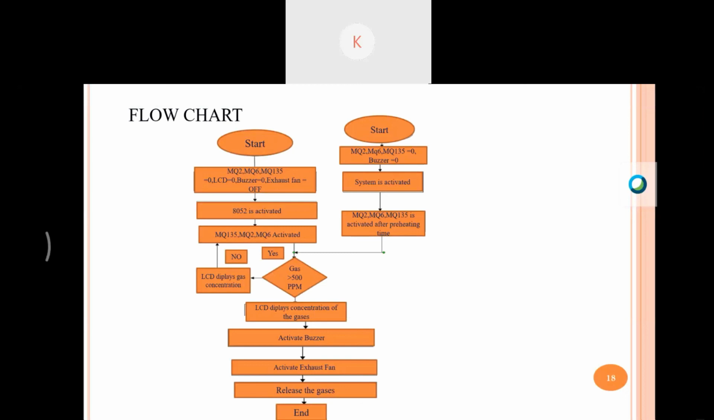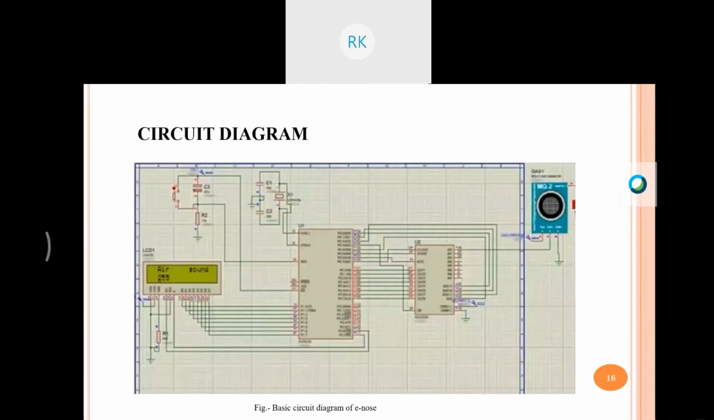And in our future scope, we can also add an exhaust fan system, which means if the gas is detected or enters, then the gas can also be exhausted. Now the connection of the gas sensor, which shows the pins, the blue pins and all those pins.